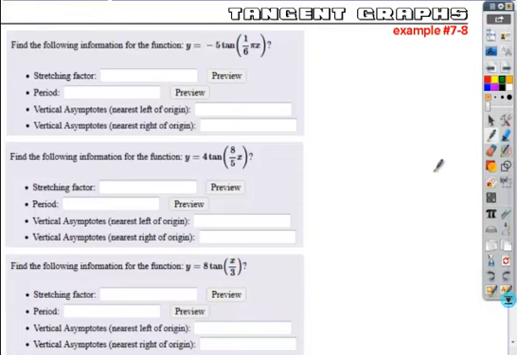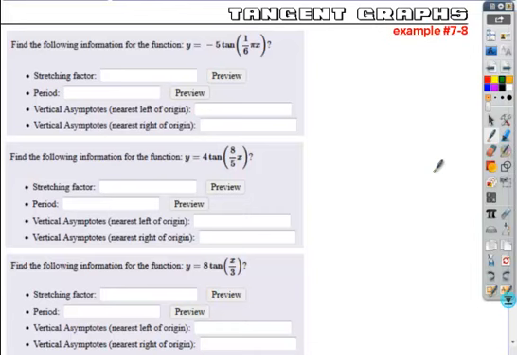Okay, you need to be able to find information about your tangent graphs based on what the function looks like. The first ones I'm going to look at have no shifting. So there's no horizontal or vertical shifting, but there is some scaling that's changed. There's some stretch factor, and then the period will compress it or expand it. But let's talk through this first example. I'll have you do the other two on your own.